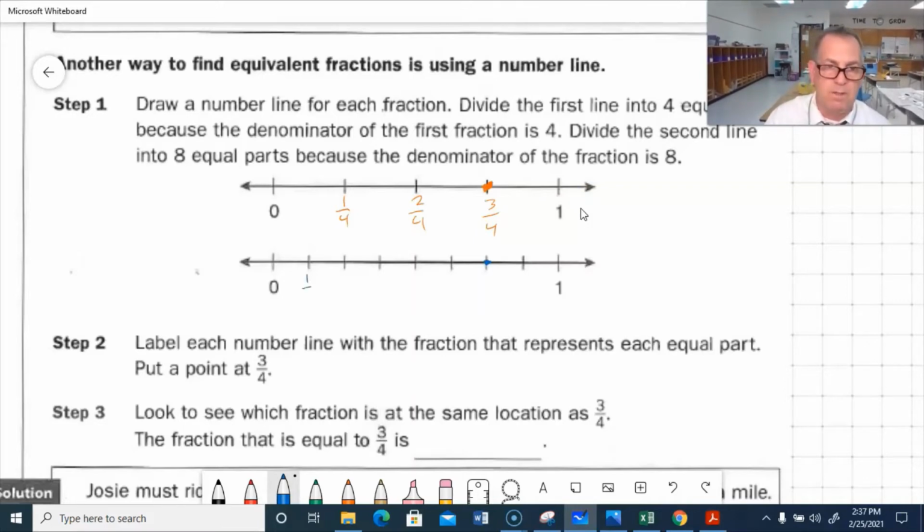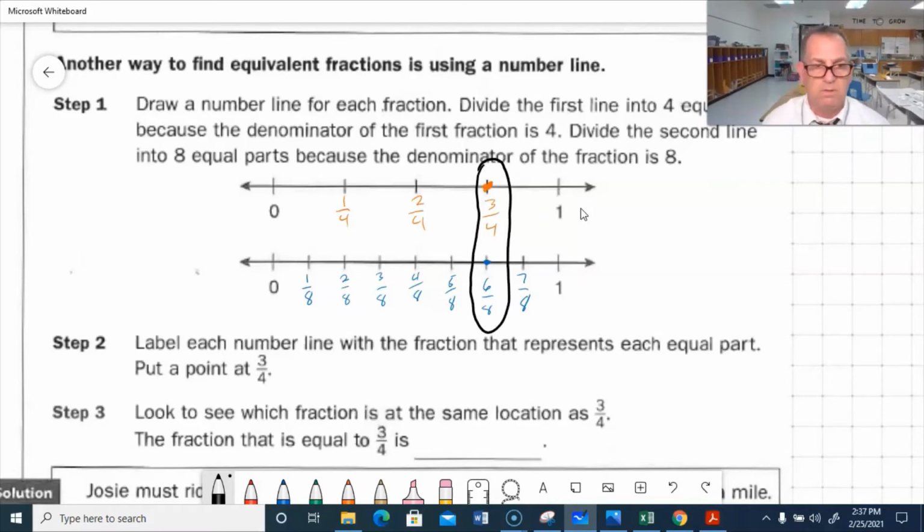My first one would be 1/8, 2/8, 3/8, 4/8, 5/8, 6/8, 7/8, and 1 whole would be 8/8. So it looks like the fraction that lines up exactly with 3/4 would be 6/8 right there. So that means it says look to see what fraction is at the same point as 3/4. The fraction that is equal to 3/4 is 6/8.